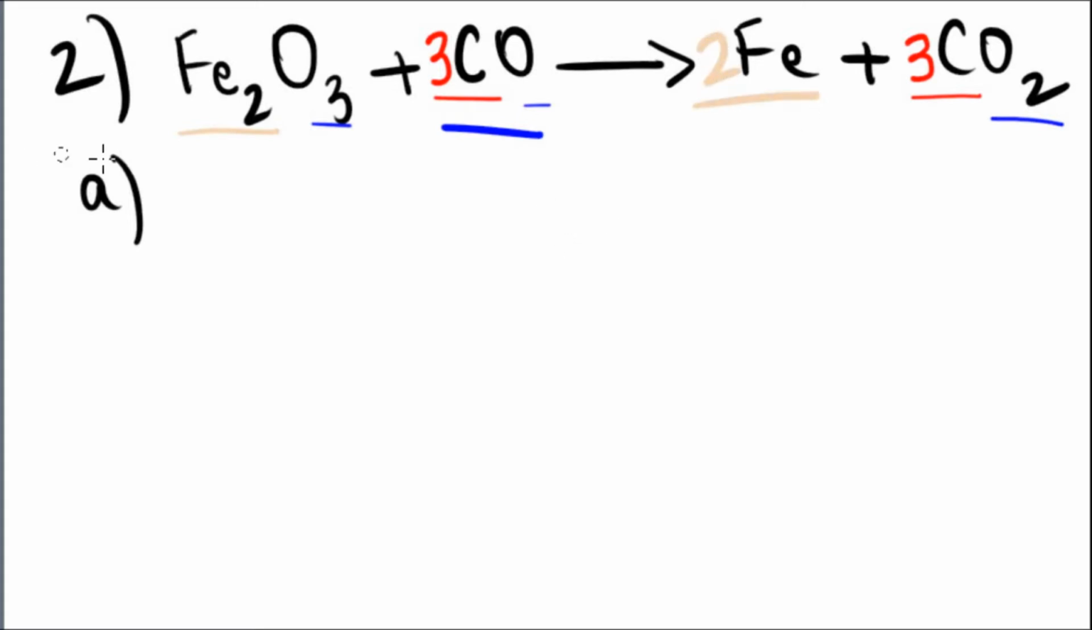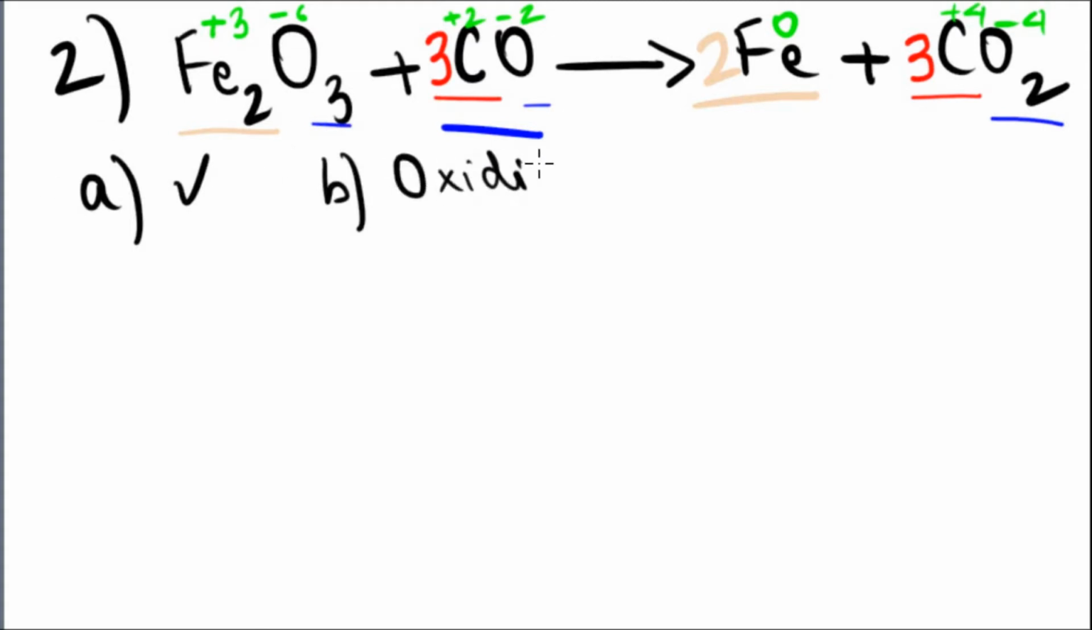Then the second part was which of the elements has been oxidized. So let's write the oxidation states of everything. Iron is +3, oxygen will be -6, here -2, carbon +2, iron will be 0 in its natural form, oxygen -4, and carbon +4. Okay, so which one has been oxidized? You can see that carbon has gone from +2 to +4, so carbon has been oxidized.